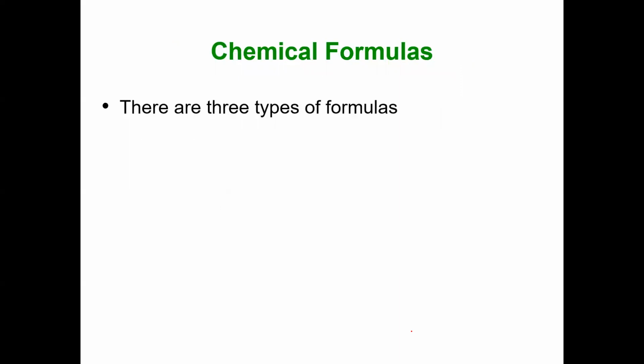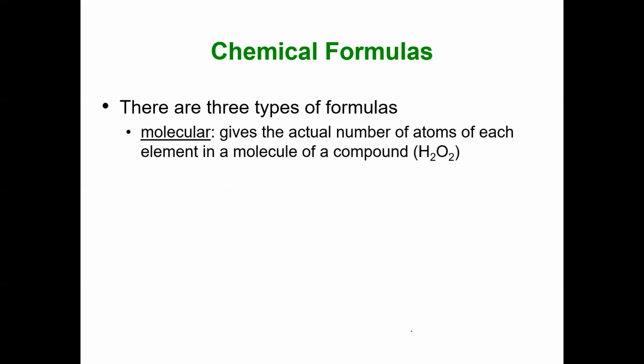But there are 3 types of formulas when we discuss formulas. So one type is the molecular formula. This would actually give you the number of atoms in this element or this compound, this molecule. So H2O2 is hydrogen peroxide.